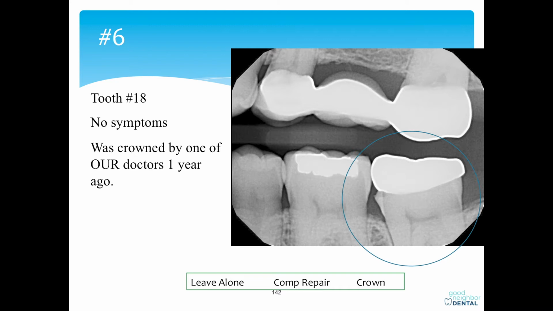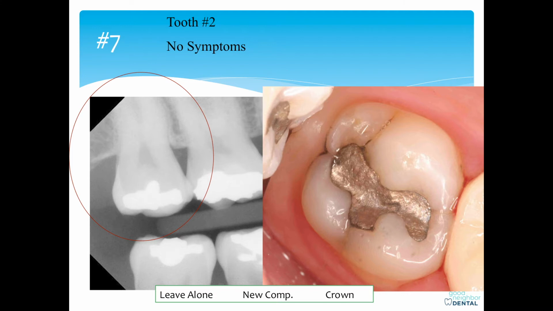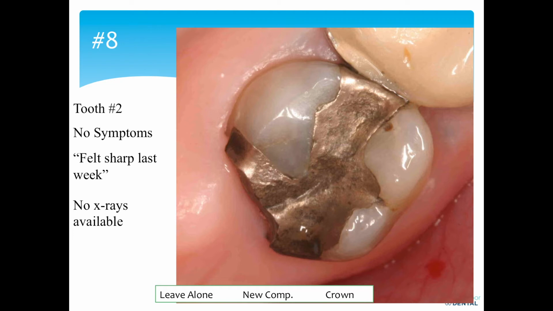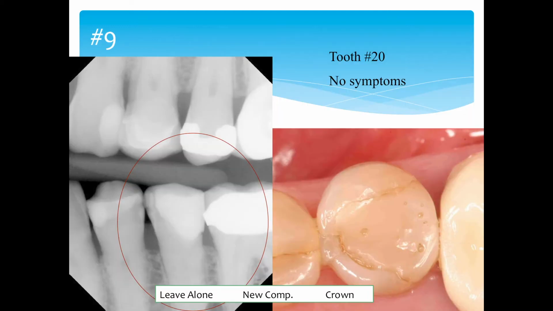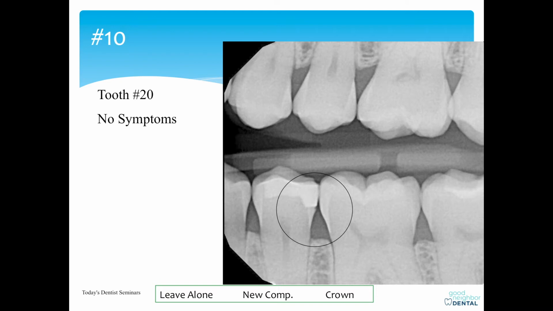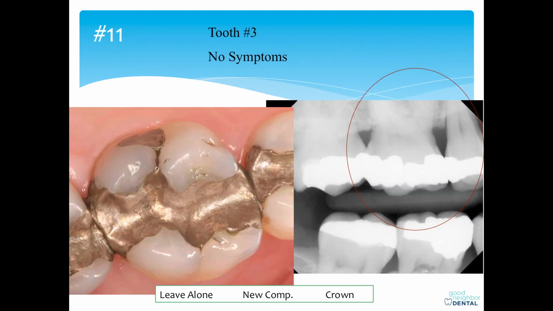Here's a real problem. This was done by one of our doctors 1 year ago, one of our doctors that is no longer with us. Another tooth number 2, no symptoms. What do you want to do for that? Tooth number 20, there are no symptoms at all. There's the x-ray on the left. Tooth number 3, x-ray on the right, no symptoms, patient was not complaining. What are you thinking?